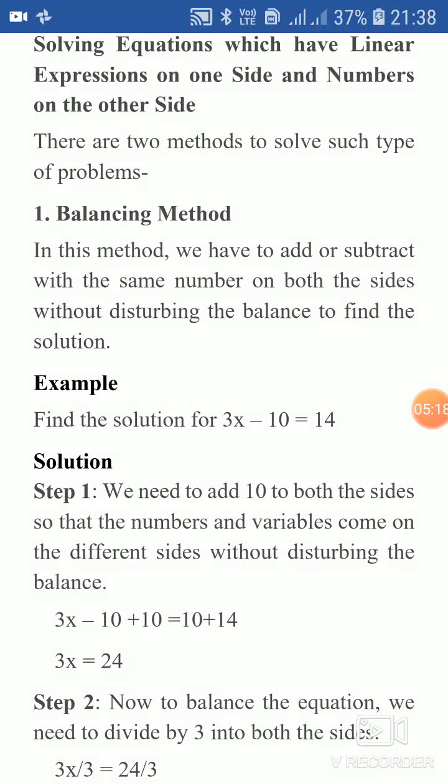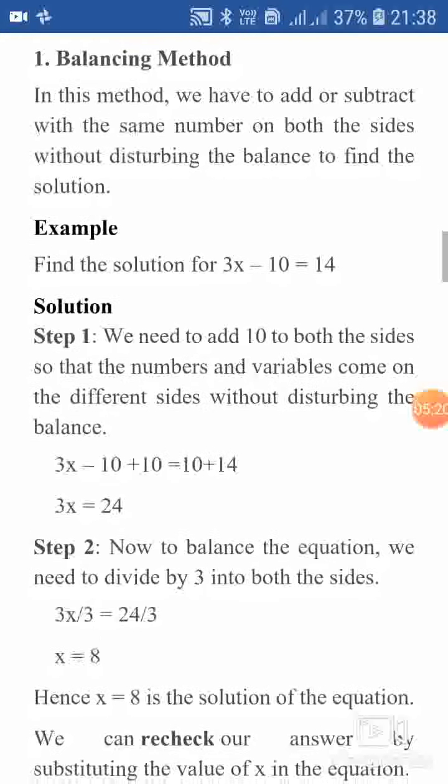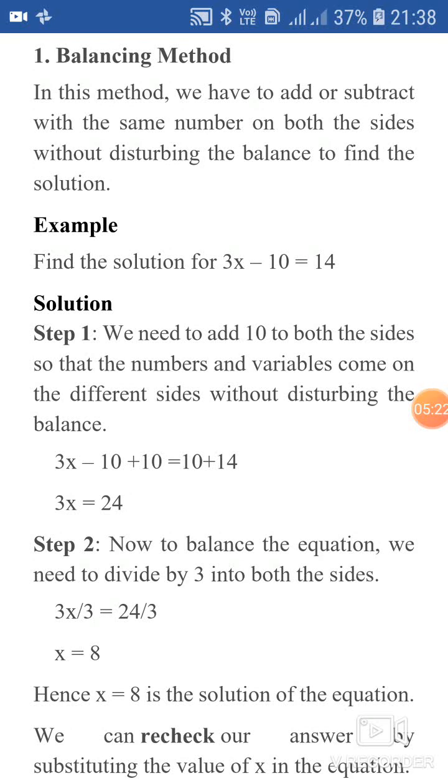There are two methods. One is the balancing method and the other is the transposing method. In the balancing method, we have to add or subtract the same number on both the sides. Remember, this is very important that we have to add or subtract, multiply or divide on both sides. For example, now I will take 3x minus 10 equals 14.